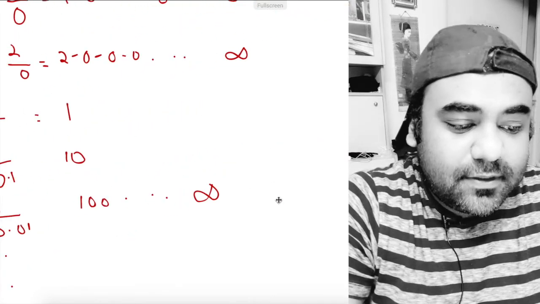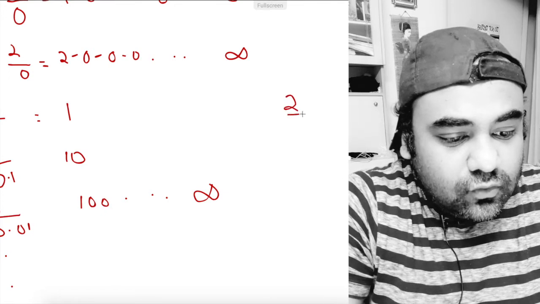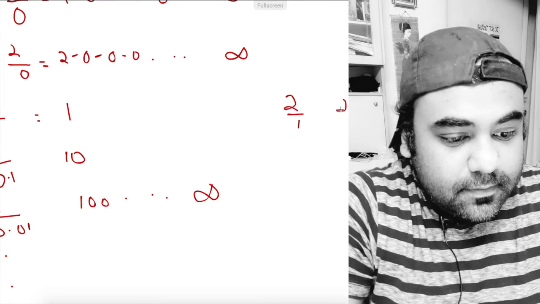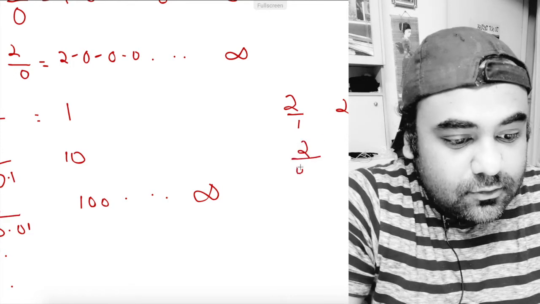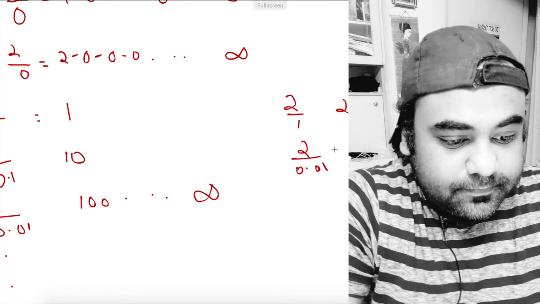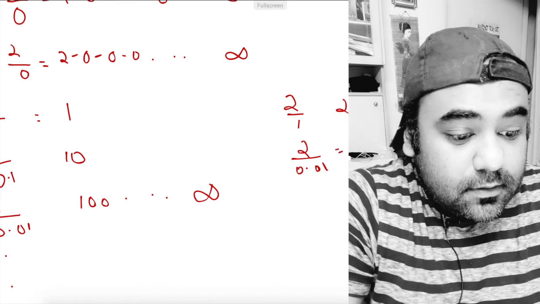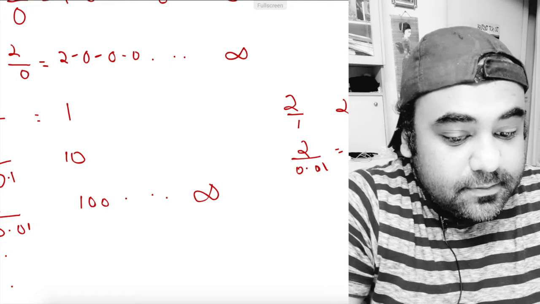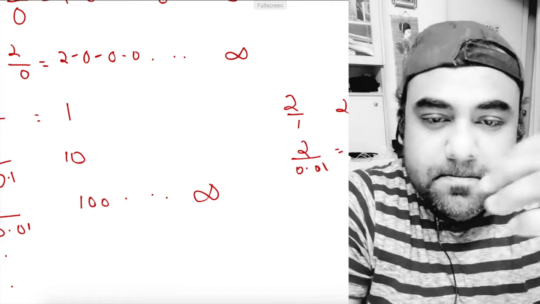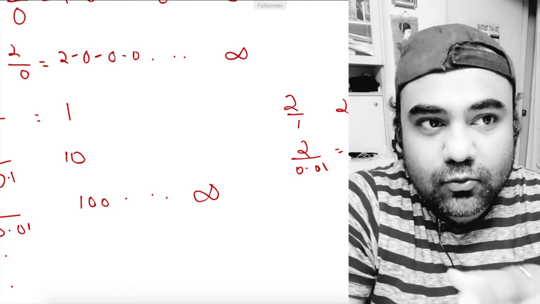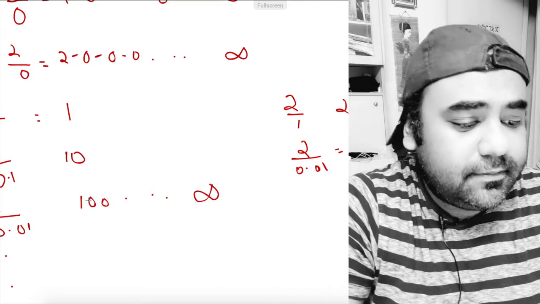You do the same thing with 2, right? If you take 2 divided by 1, it's 2. Then you take 2 divided by 0.1, which is 20, and 0.01 is again 200, right? So you get what I say, right? So any number you take and you divide it by a series of numbers which tends towards 0, again that is infinity.